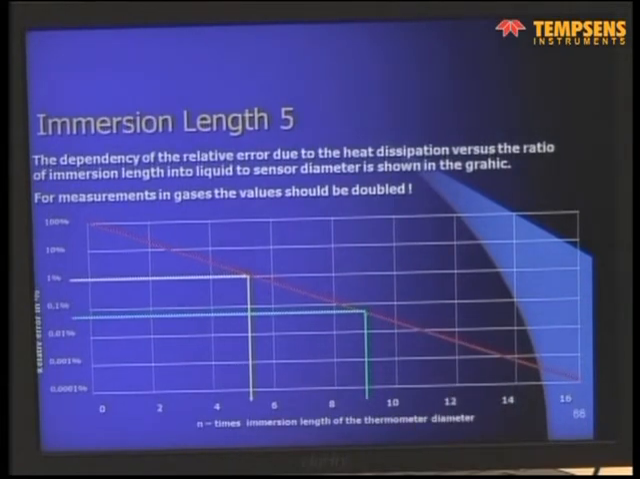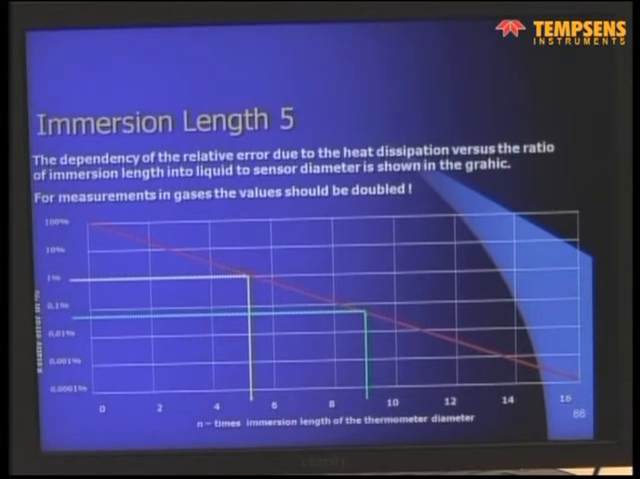You can estimate the approximate error due to the heat dissipation by using this graph. The vertical axis is logarithmic, while the horizontal axis is linear. And when you follow, for example, the green line, you have a ratio of outside diameter to immersion depth of approximately 9. You go up vertically to the red line and then horizontally to the scale, and you find that your estimated error due to heat dissipation is somewhere near 0.1%.